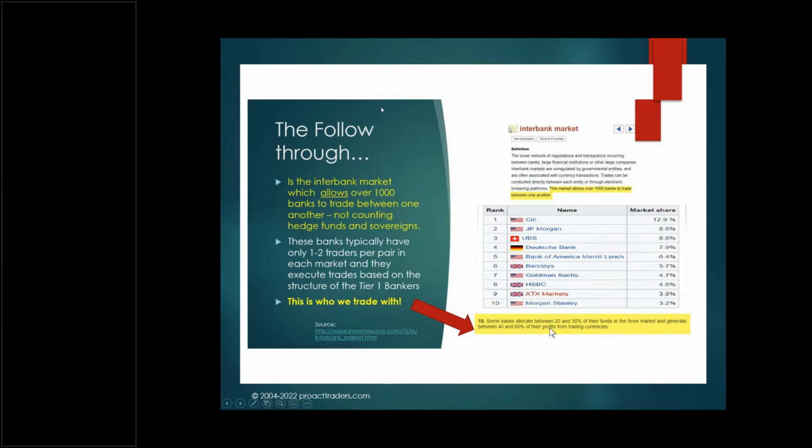Some banks allocate between 20 and 30% of their funds in the Forex and generate 40 to 60% of their profits from trading currencies. They make money. If you want to make money, trade with the bankers, okay? They trade price action. They do not trade with indicators, all right?